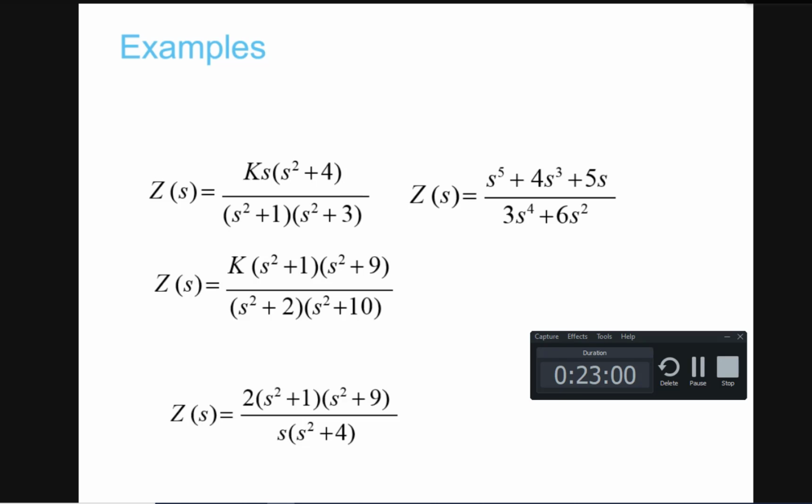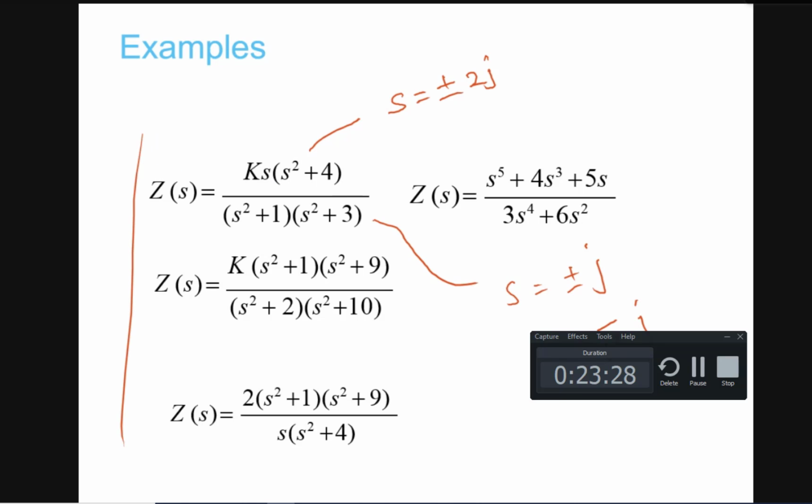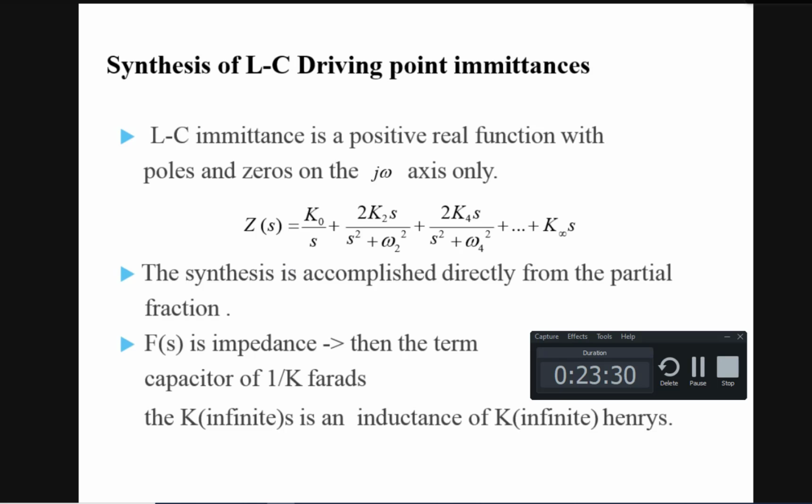So Z(s) equals K times s, for example. Here you can see the zeros in this case are s equals plus or minus 2j. In this case, the poles are s equals plus or minus j and plus or minus root 3 j. So all these functions are examples of LC circuits. Now, the synthesis of LC driving point immittances.